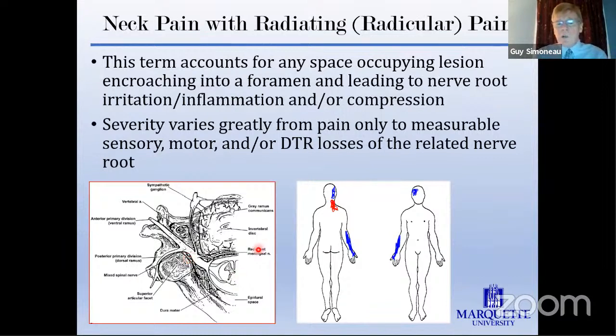So this may explain why some groups take longer to recover than others, because the cause may be a little bit different, keeping in mind that inflammation is probably prevalent in a lot of those people with radicular kind of pain. So the severity, as I mentioned, will vary tremendously from just a little bit of pain to potentially some significant sensory and motor loss.